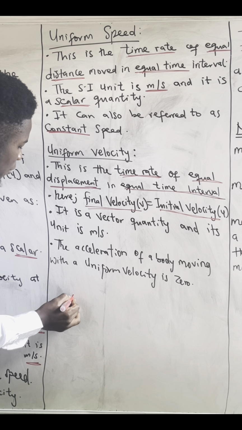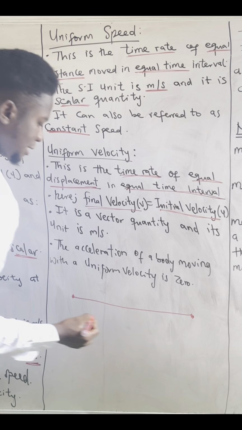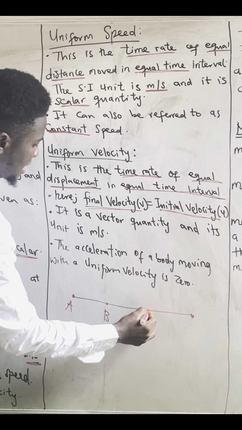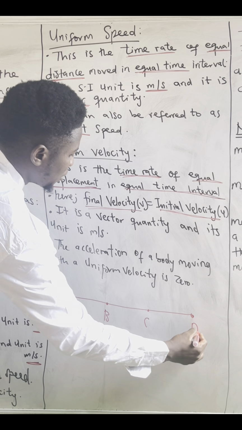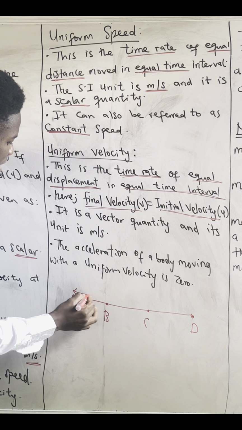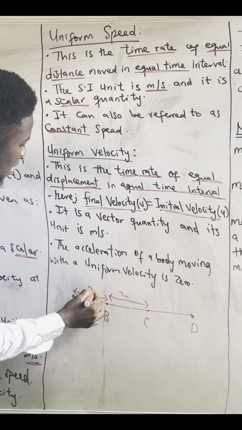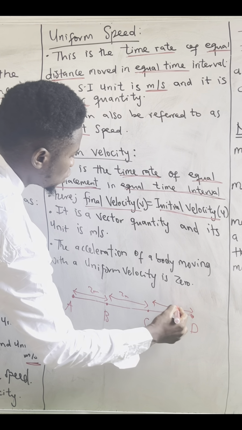Let's say you are to move from this point to this point. Let's say this is point A, this point is point B, this point is point C, and this point is point D. Let's say the distance from here to here is 2 meters, just for example, guys. Here to here is also 2 meters.